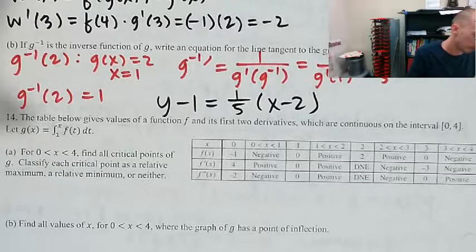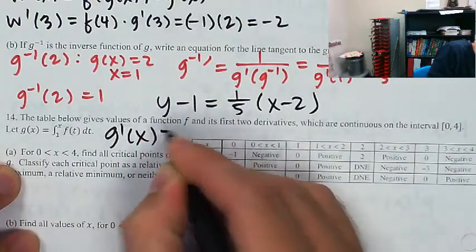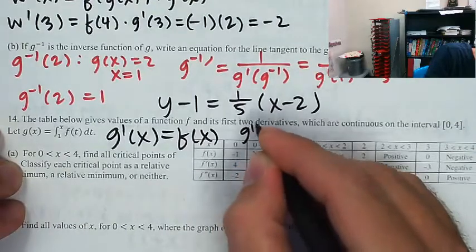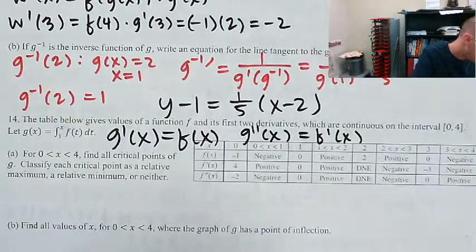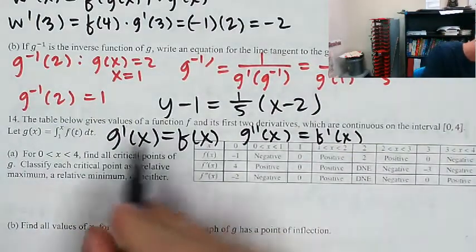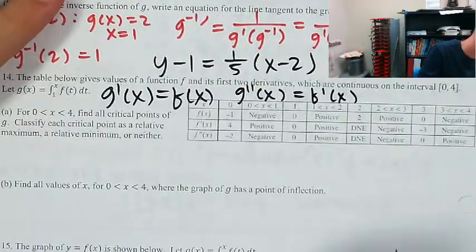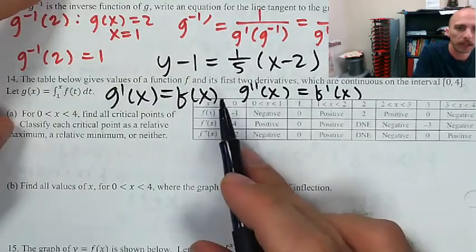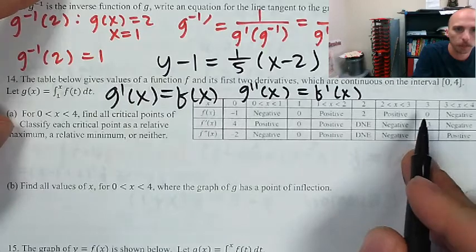All right, a table problem. For x between 0 and 4, I'm going to start by writing down my derivatives first. G prime equals f of x, and g double prime is f prime. For 0 to 4, find all critical points of g. Well, that's where g prime equals f is 0 or doesn't exist. So g prime, which is f, equals 0. That's here and there, and that's 1 and 3.